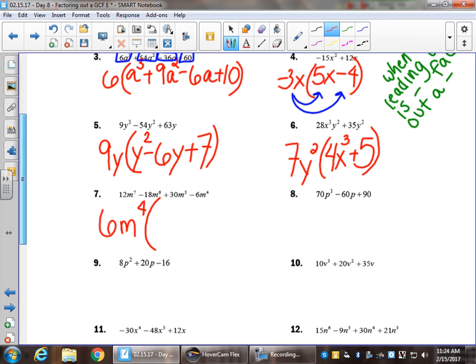All right, who's got it? You got it? Who got it? What's going to go here? 2m to the 3rd. 6 times what is negative 18? So what am I going to put? Minus 3.